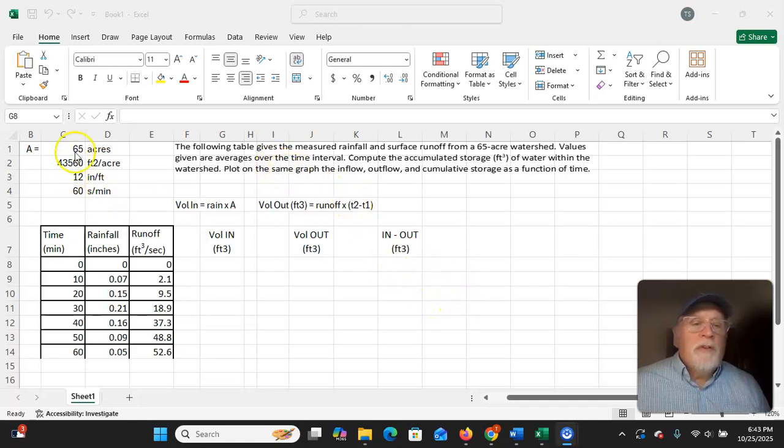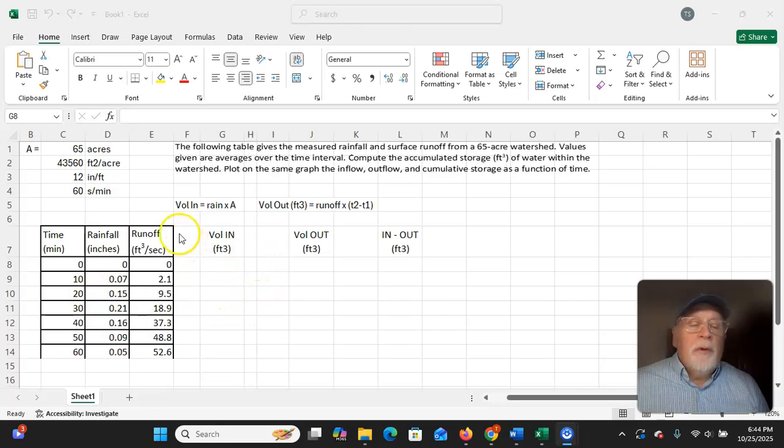So I have a 65-acre watershed, and I have a storm, and I've measured the rainfall, the total rainfall during that time, not the rate, the total rainfall during that time period. And so it rained 0.15 inches between 10 and 20 minutes.